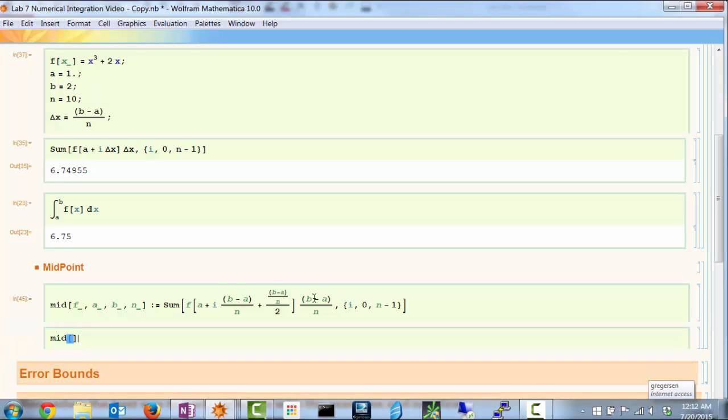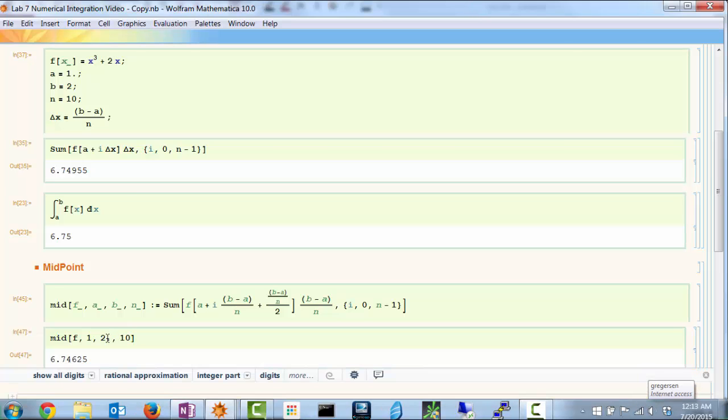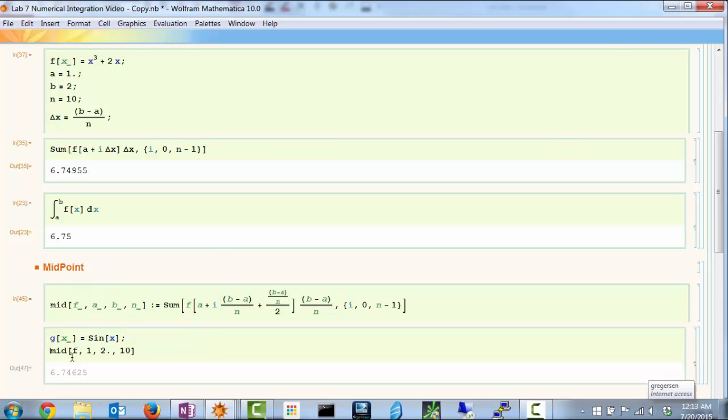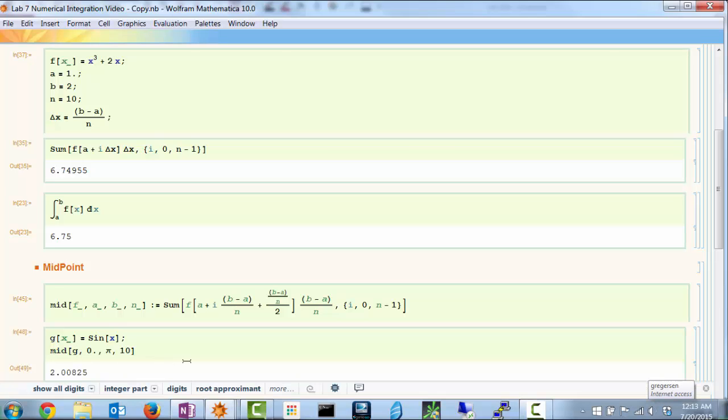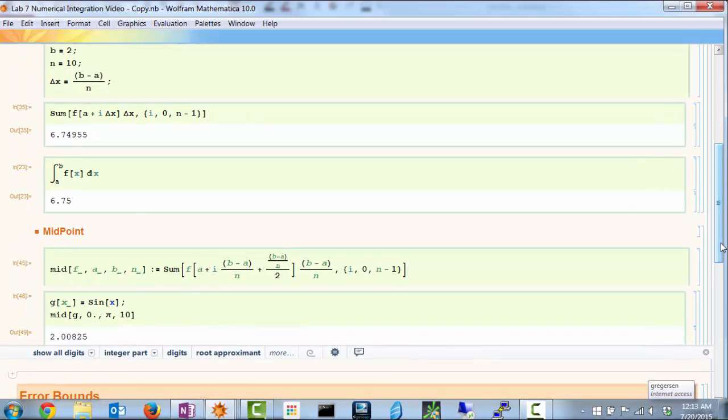So I can say mid of the function I used. I did it from 1 to 2, and I used 10 intervals. And once again, I have to put a decimal in to get a decimal out, and there's that same value I had before. But not only that, I could create a new function, for instance, g of x equals sine of x. And I could approximate the area under that function from maybe 0 to pi using 10 intervals. I get a value of 2.0825. So now it's very easy for me to, on the fly, do new midpoint approximations.